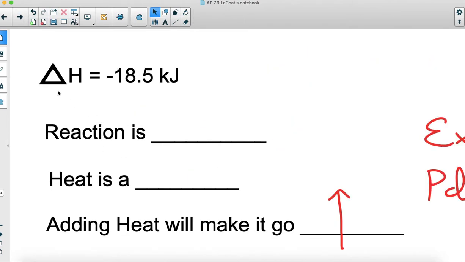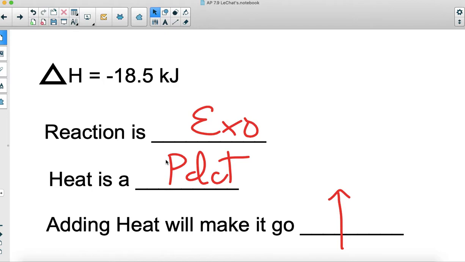All right, here on the other hand is one thing with a negative delta H. This reaction is going to be exothermic. Heat is a product. Adding heat will make the reaction go backwards. Smile and nod.